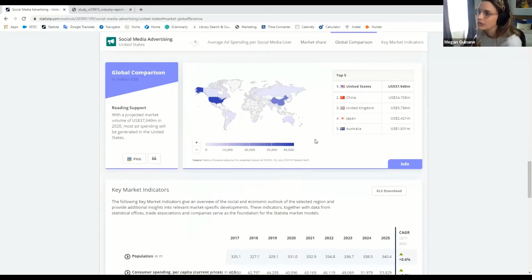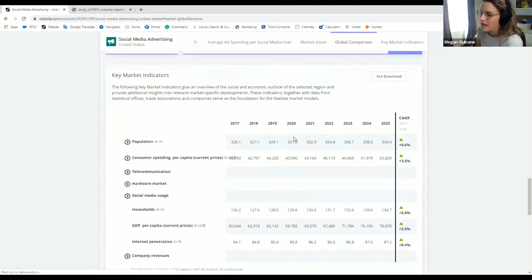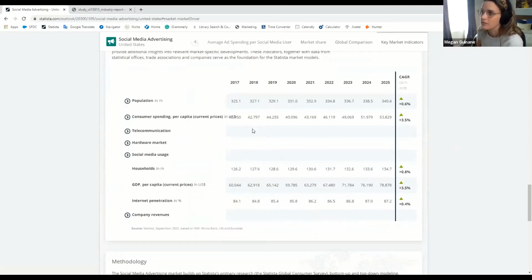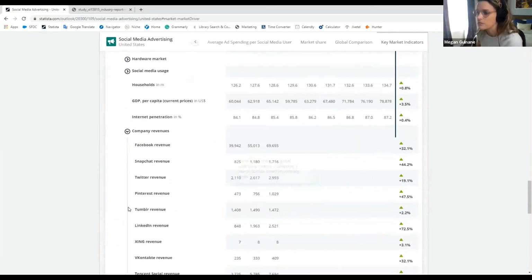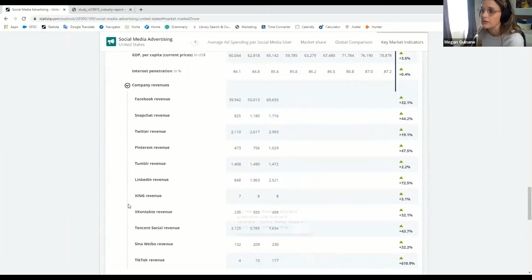And then the global comparison, just to see who is spending the most on advertising on social media. Number one is the United States. Not too far behind is China. And these are the key market indicators, again: population of this particular country, what they're spending money on, their access to the internet via smartphone or laptop, as well as what the revenues are for these particular social networks.